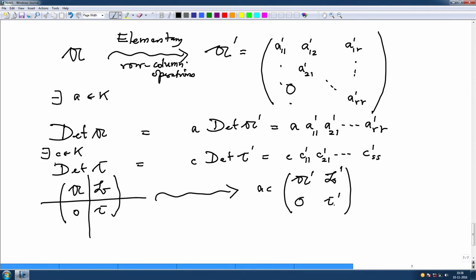Because A prime is upper triangular and C prime is upper triangular, this new matrix is also upper triangular. Therefore, the determinant of this matrix is nothing but the product of the diagonals, and that product of the diagonals is a times the determinant of A prime, and similarly for this one. So this determinant is nothing but a times the determinant of A prime times c times the determinant of C prime. Note here I have used the commutativity of the field.